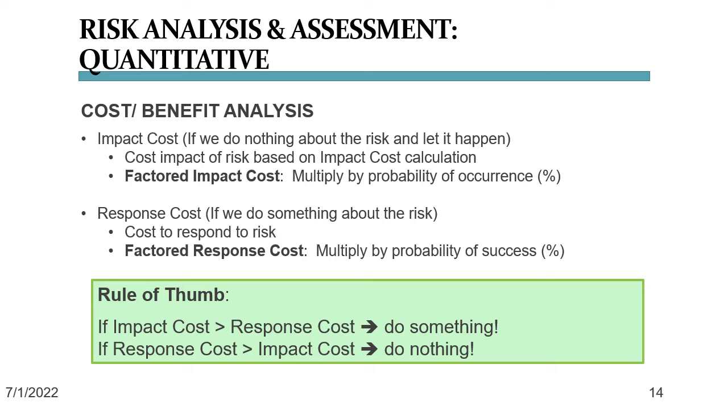What if a risk is only moderately likely to happen, let's say at 50%, for example? Then we would multiply the straight impact cost by 50%. What if there's a probability of only 70% that your risk response will work? Then we multiply the response cost by 70%. Then we compare the numbers and apply again the rule of thumb in the green box.